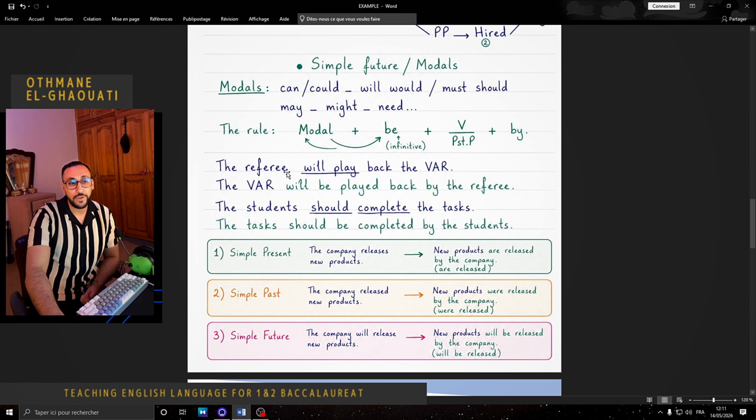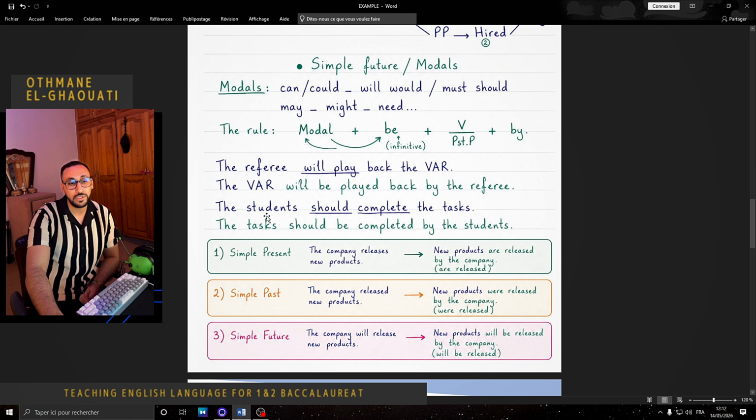The referee will play back the VAR. Will play here is the verb. So between will and play, we need be, and this verb must be in the past participle. So it becomes: the VAR will be played back by the referee.